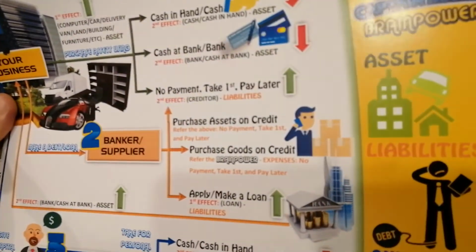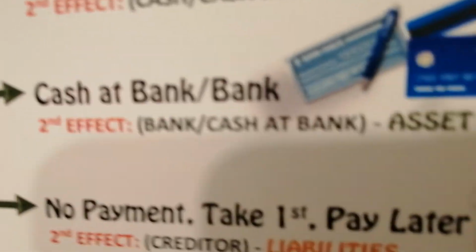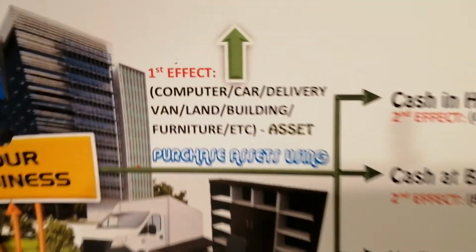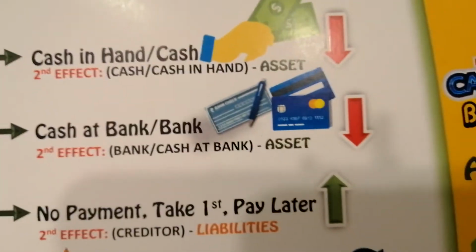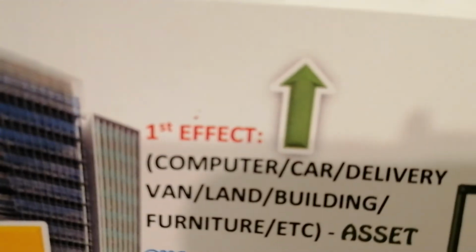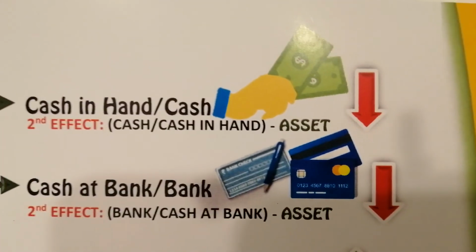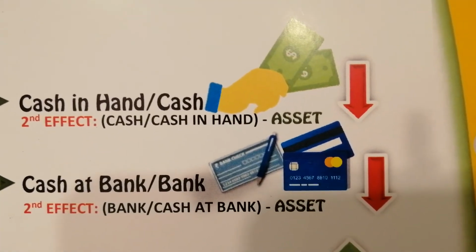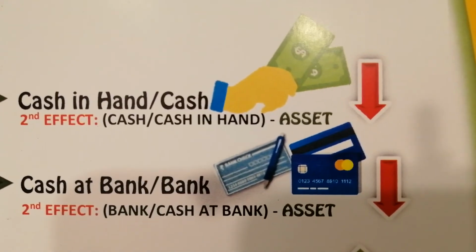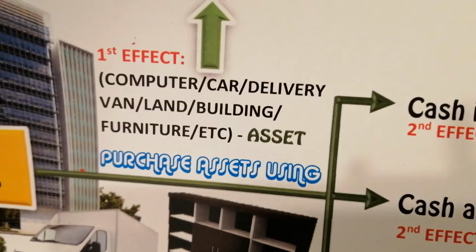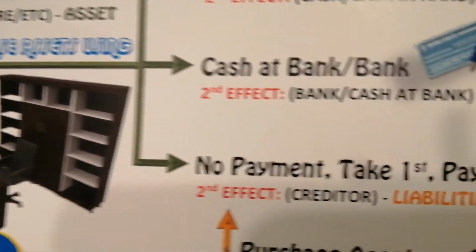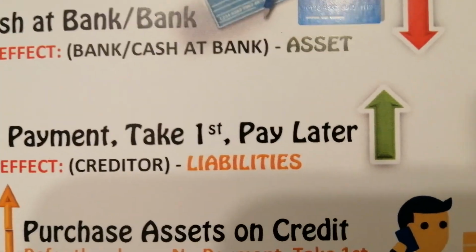Purchase asset using cash at bank or bank. If you're not sure, you have the effects already. Can you see? Effects: asset increases, and both cash in hand and cash at bank decrease. So in the third video I will explain purchase of an asset using any kind of asset, but no payment, take first, pay later.